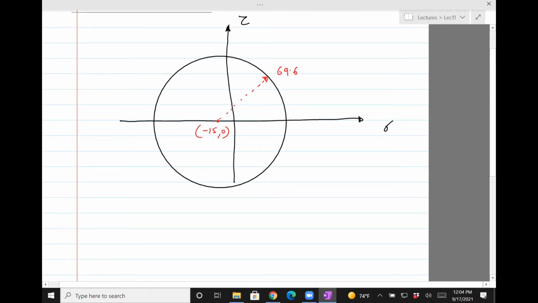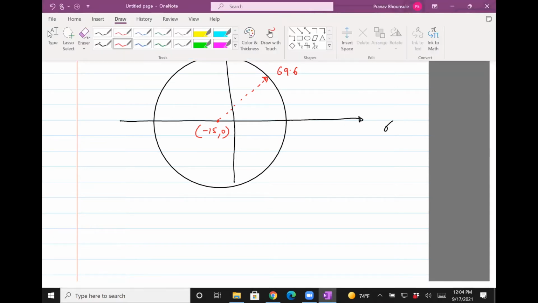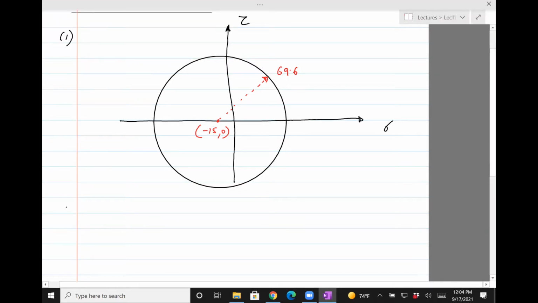Okay, so if I ask for the Mohr circle, that's pretty much what you need to draw. You don't need to do more than that, right? So that answers part one. Okay, part two. We want to find the principal stresses, right? So principal stresses are this point and this point, which is, well, since we know the radius of the circle is 69.6, it's easy to see that this point here is going to be the radius minus 15.